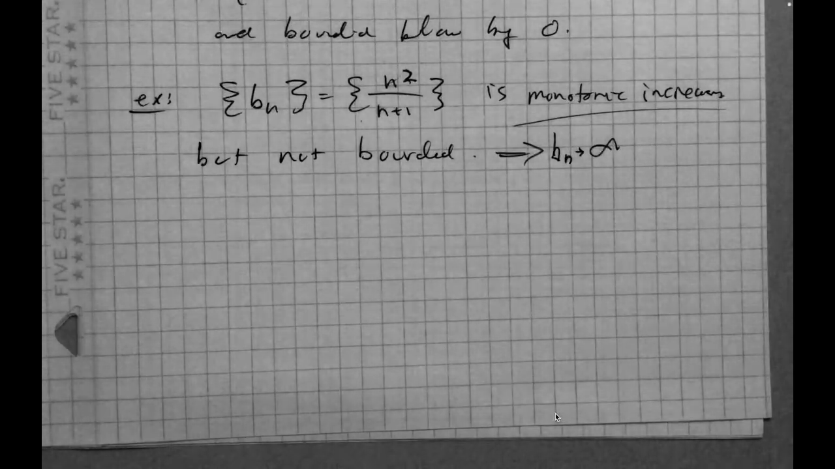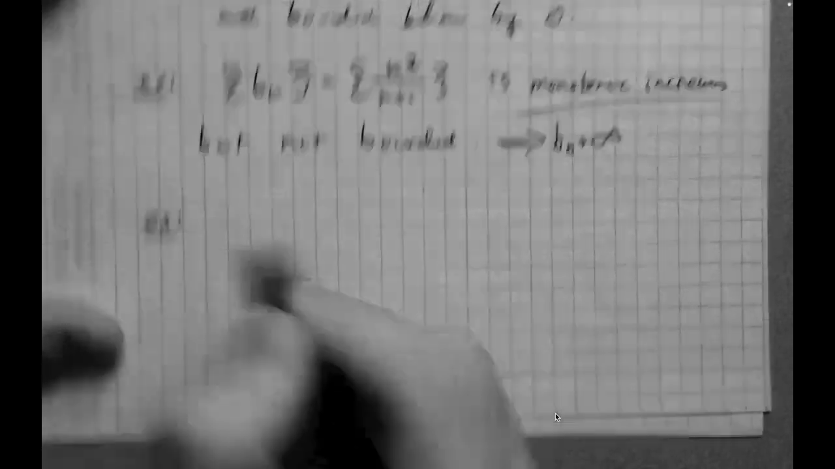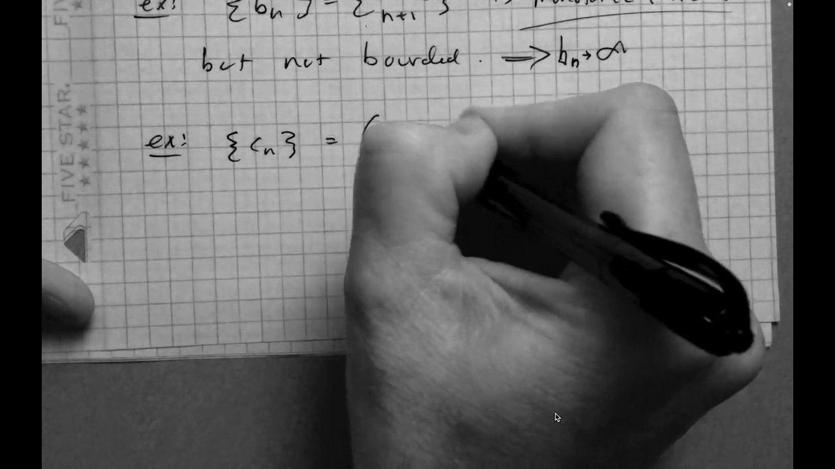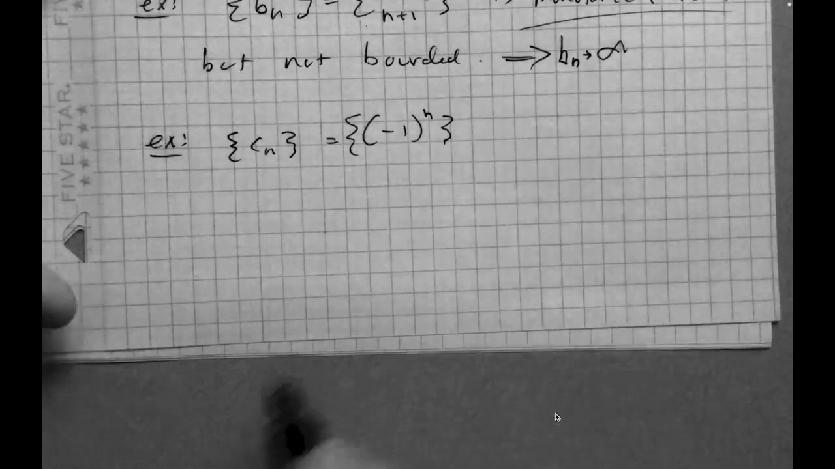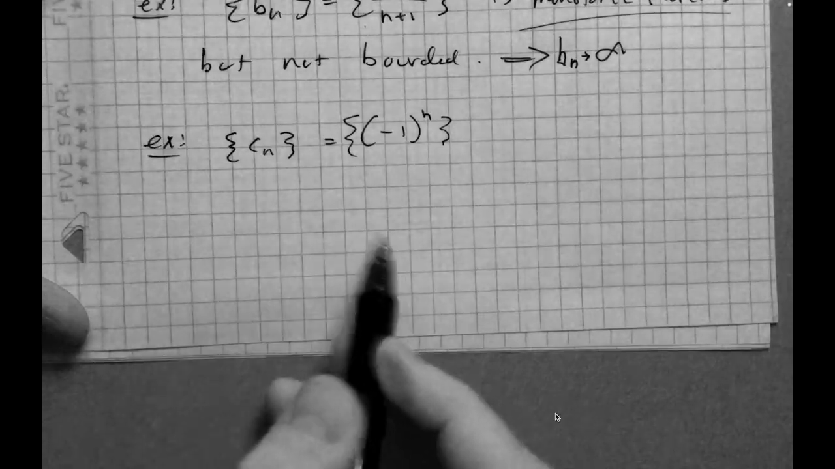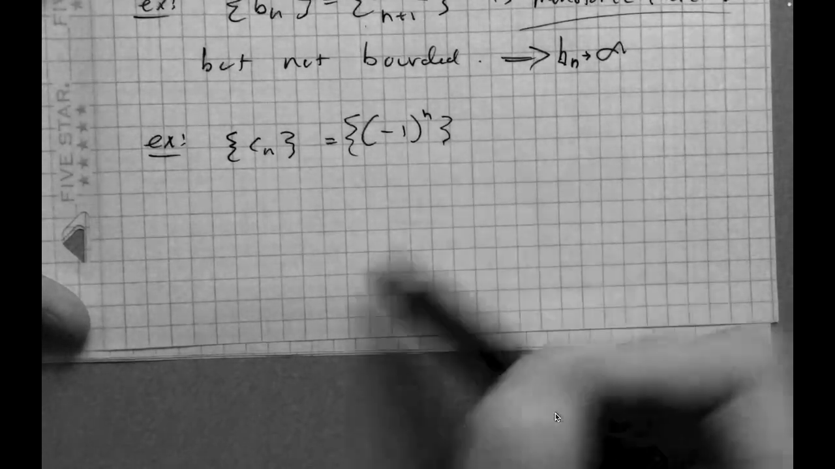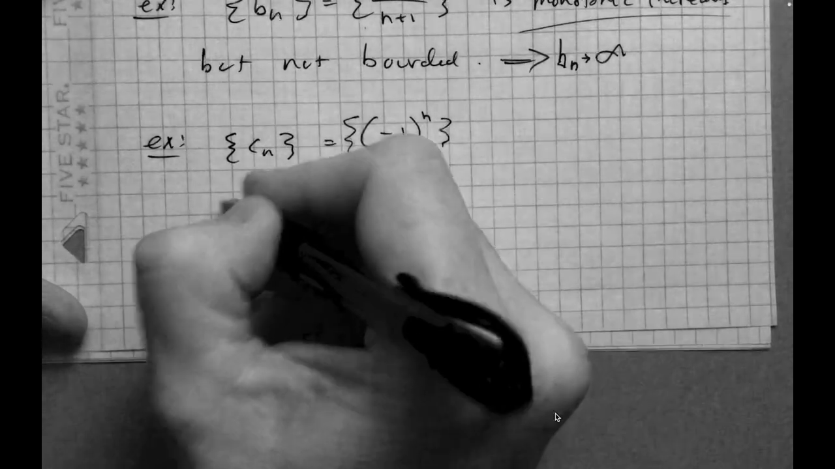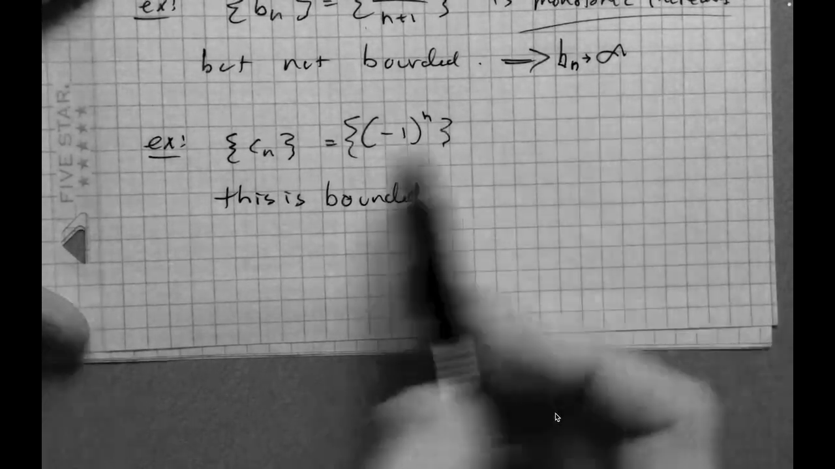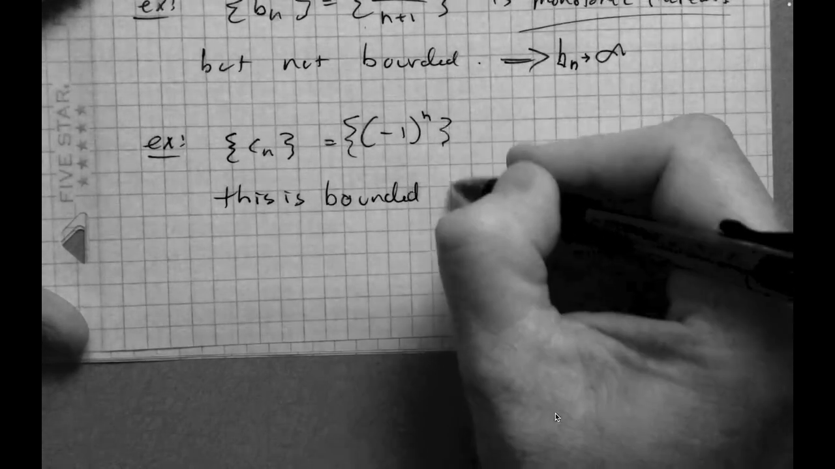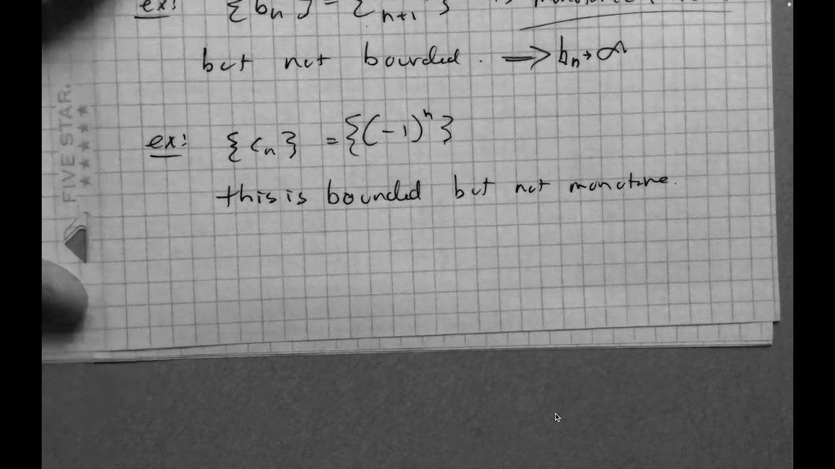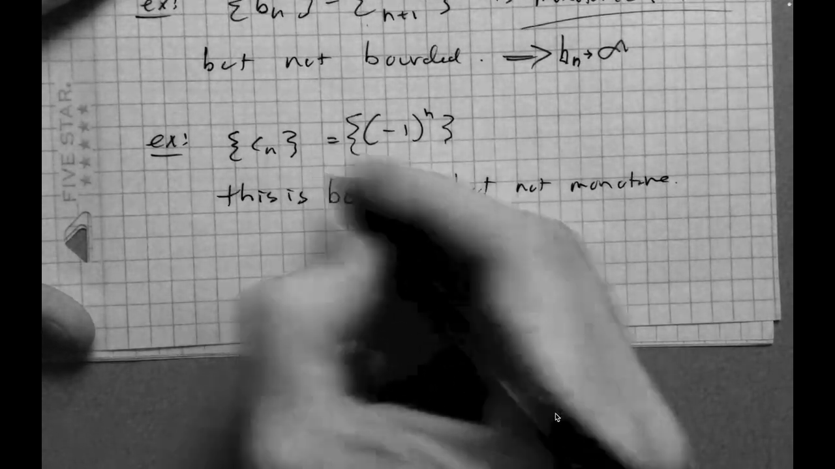It just diverges. What about this example? The good example: C sub n equals negative 1 to the n. Well, it's definitely bounded. This is just negative 1, positive 1, negative 1, positive 1. It's definitely bounded above and below by 1 and negative 1. But it is not monotone, is it? So this one also does not converge.